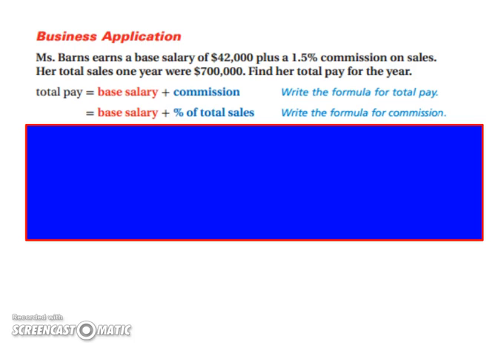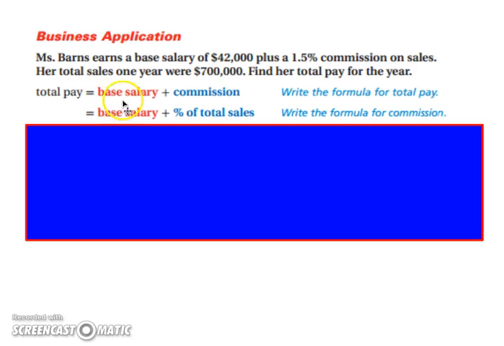Ms. Barnes earns a base salary of $42,000 plus a 1.5% commission on sales. Her total sales 1 year were $700,000. Find her total pay for the year. So remember we were talking about commission. Commission is money paid to a person or company for making a sale. And it's usually a percent, well, 1.5%. Now it's not 1.5% of what she makes as her base salary, it's 1.5% of what she sells. Well, she sold $700,000 worth of whatever she's selling. So she's going to receive 1.5% of this amount.